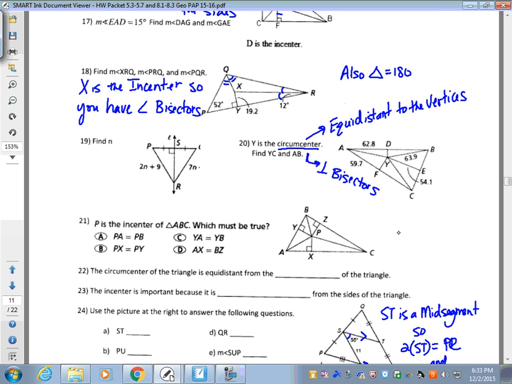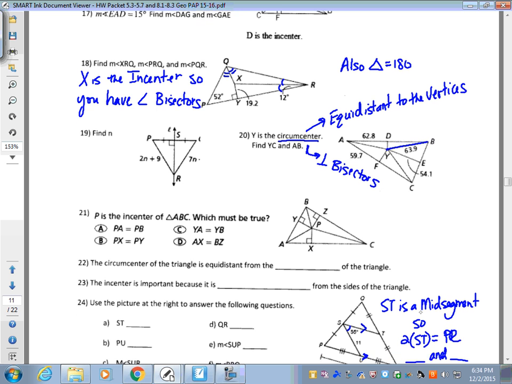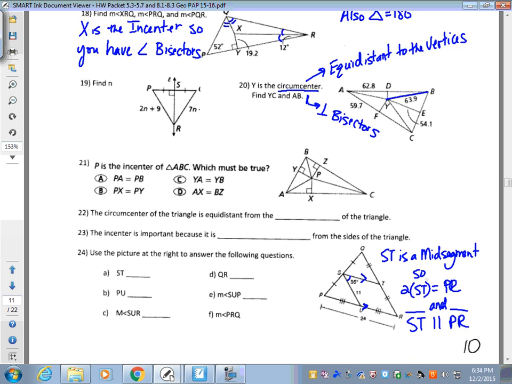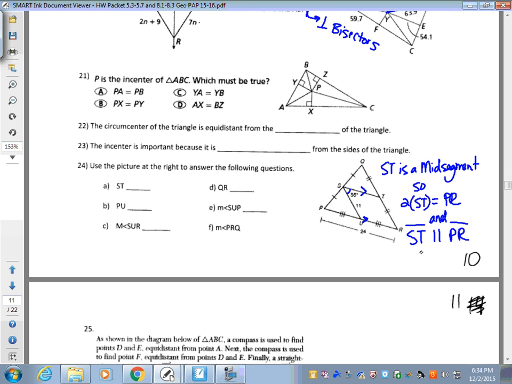20. Circumcenter, that's dealing with perpendicular bisectors. The property of the circumcenter theorem basically says it's equal distance to the vertices. So they've pretty much given you Y is the circumcenter, the distance from Y to B is already given there for you, so that can help you for YC. And for AB, it's a perpendicular bisector, so remember the side's getting bisected, so you should be able to solve for that as well.